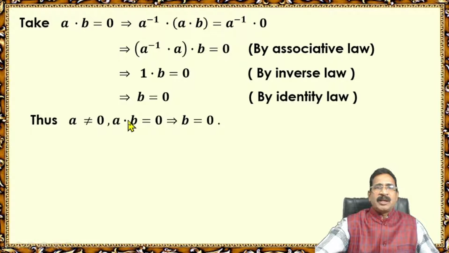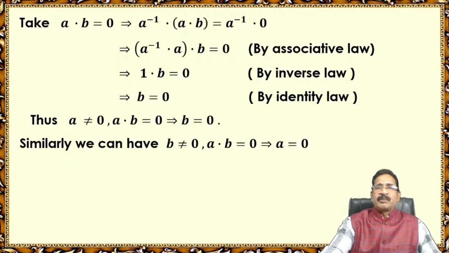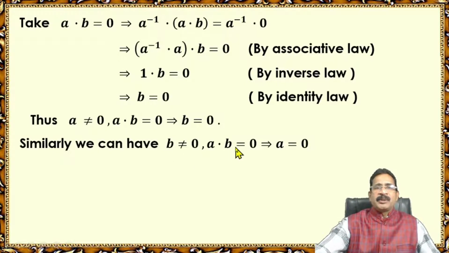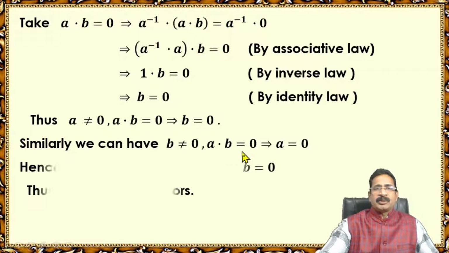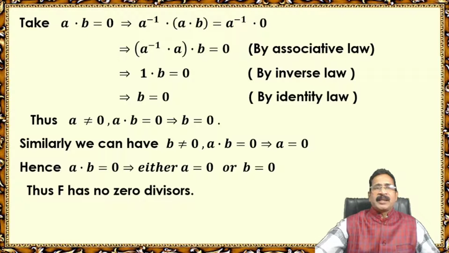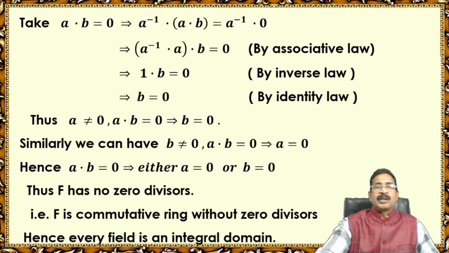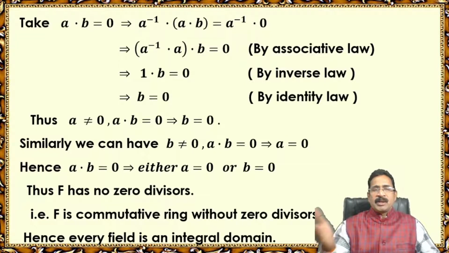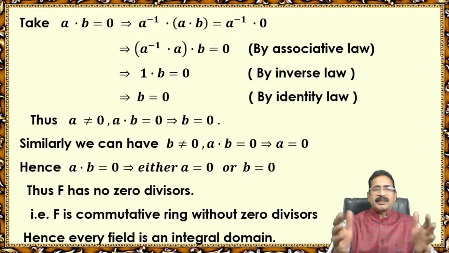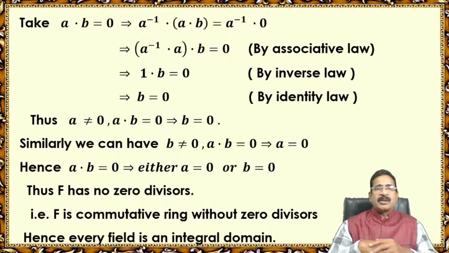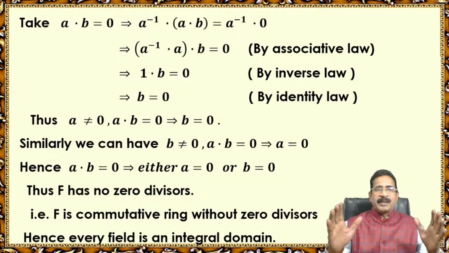A not equal to 0 and AB is equal to 0 implies B is equal to 0. Similarly, we can prove that B not equal to 0 and AB is equal to 0 implies A is equal to 0. From these two, we conclude that AB is equal to 0 implies either A is 0 or B is 0. So what does it mean? F has no zero divisors. This F is a commutative ring without zero divisors. A commutative ring without zero divisors is nothing but an integral domain. Hence, we conclude that every field is an integral domain.